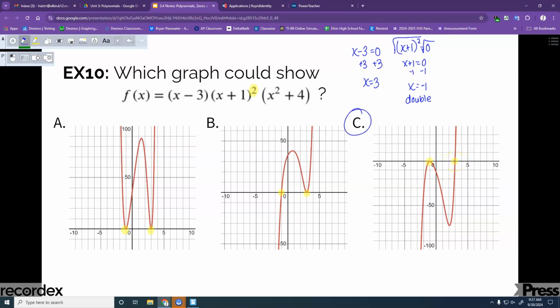You can also graph it on Desmos and look at it there. Okay? You don't even have to worry about the imaginary roots here. You're going to get imaginary for that one, but you don't have to worry about it.